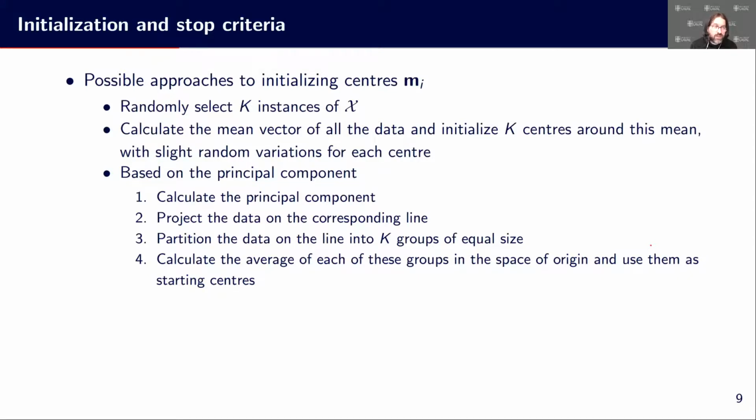So basically, it means to calculate the principal component of a data set. We have one direction that is the direction of the maximum variance according to a multivariate Gaussian distribution. Then we project all the data to that line, so we just map everything on that line corresponding to the principal component. And then we split in equal size K groups.